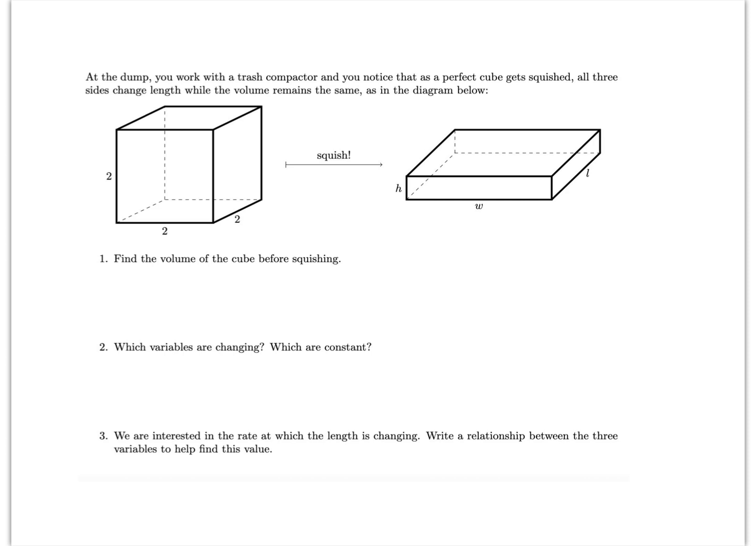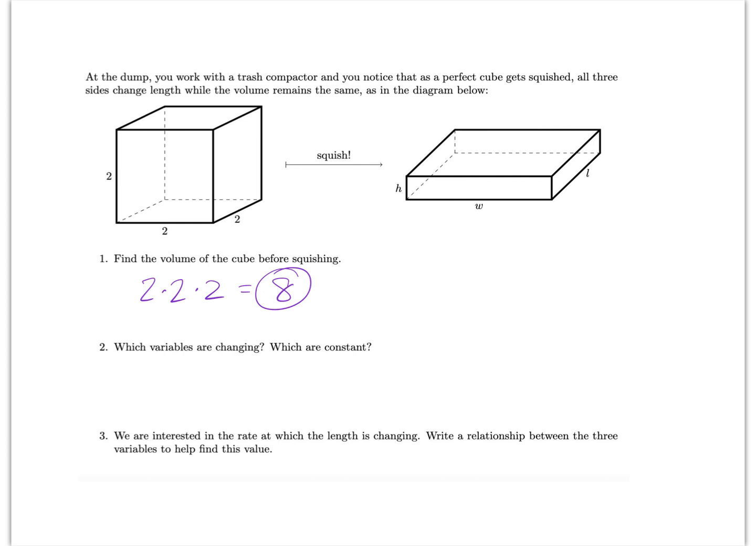At the dump, you work with a trash compactor and you notice that as a perfect cube gets squished, all 3 sides change length while the volume remains the same, as in the diagram below. So we have a cube, 2 by 2 by 2, and we squish it and it just gets flatter, but this gets longer, the height gets smaller. So the volume remains the same. Find the volume of the cube before squishing. So that would be 2 times 2 times 2, length times width times height, is 8.